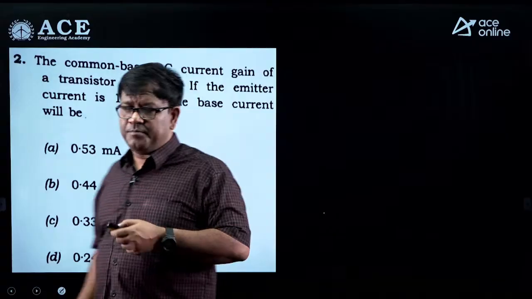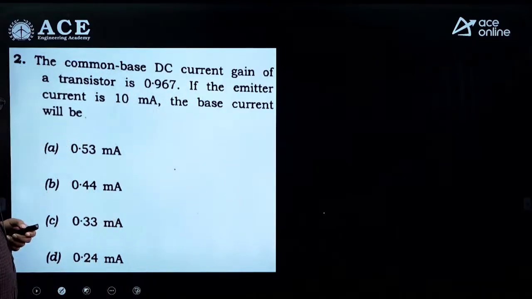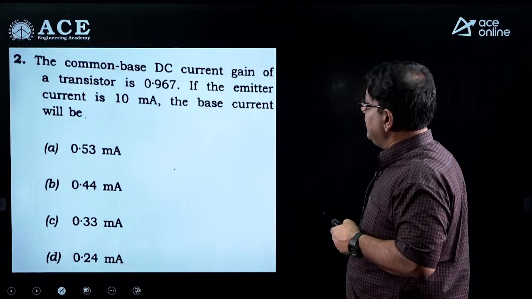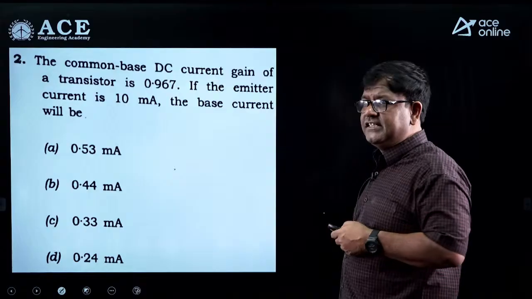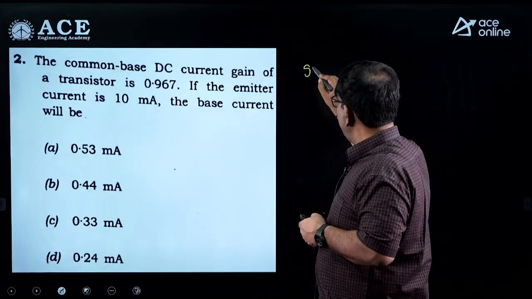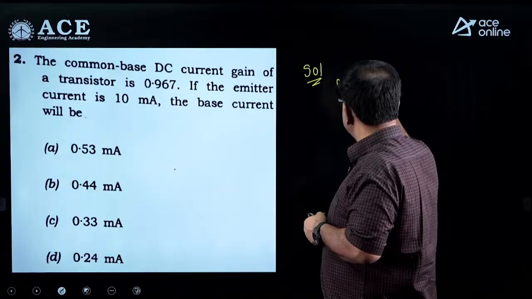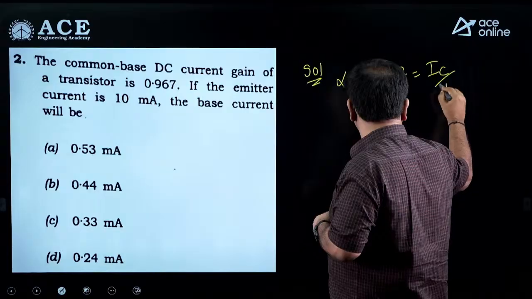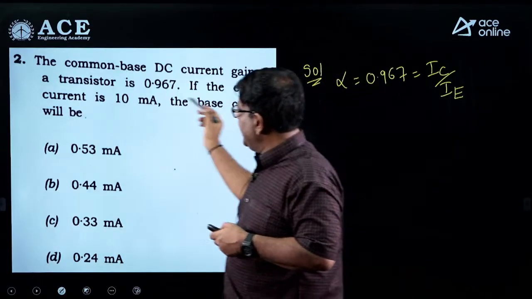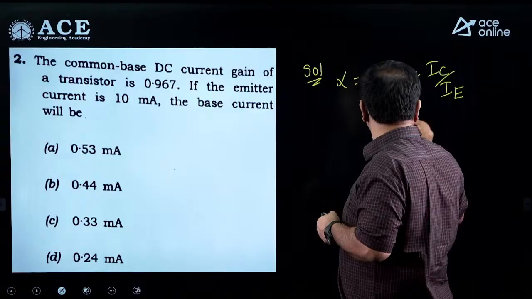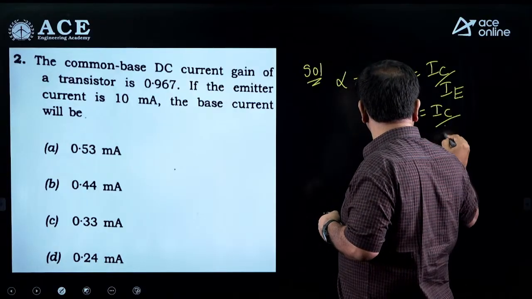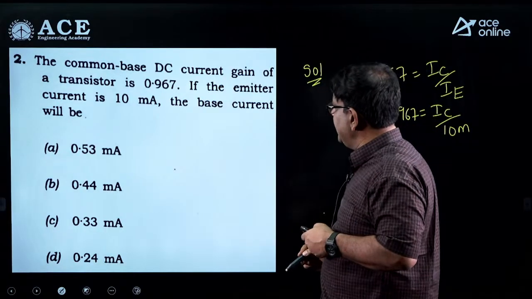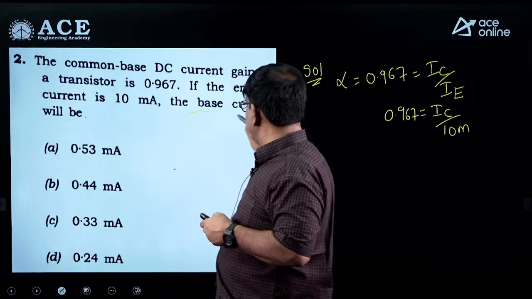Fine. I'll take up analog circuits now. Just go through the question. The common base DC gain of a transistor is 0.967. Alpha is given as 0.967. It is the ratio between IC and IE. If the emitter current is 10 milliampere, emitter current is given as 10 milliampere. So now you can find the collector current. The examiner wants you to find the base current.